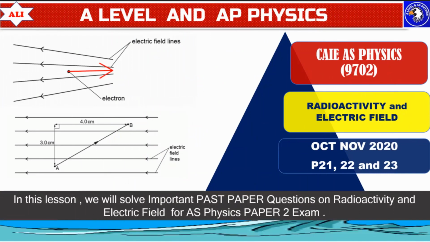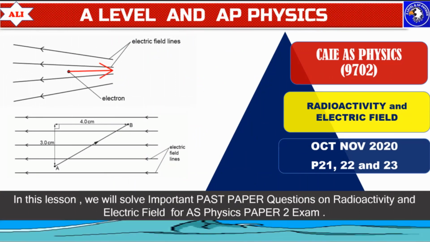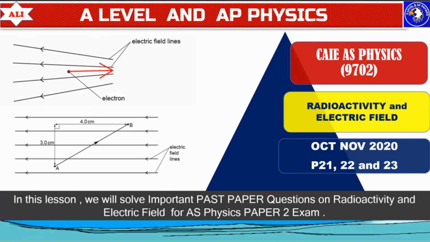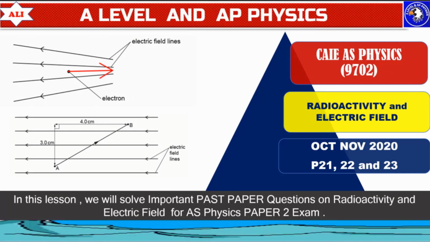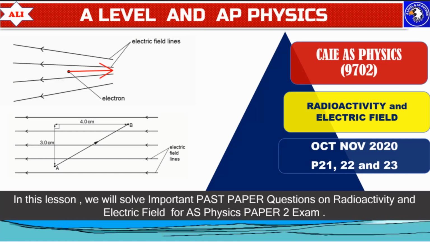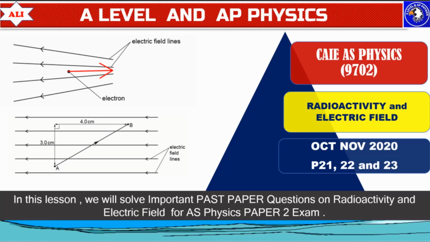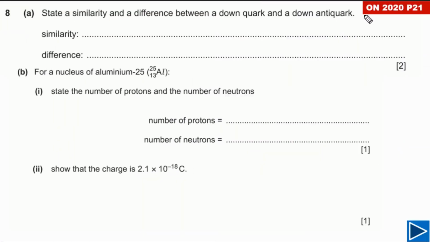Welcome to A-Level and AP Physics. In today's class, we will discuss important past paper questions on radioactivity and electric field from October-November 2020 paper 2. These questions are very important because you will see the same type of questions in many years' past papers. Our first question is from October-November 2020 paper 2.